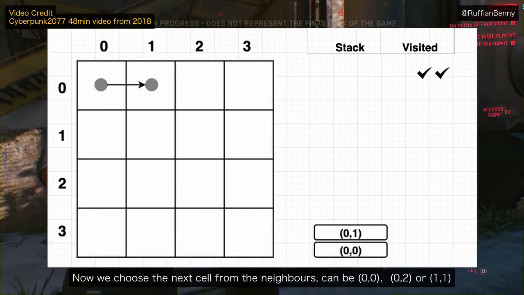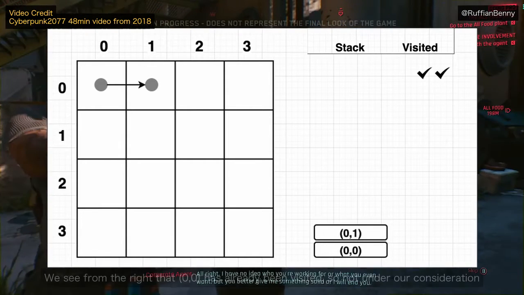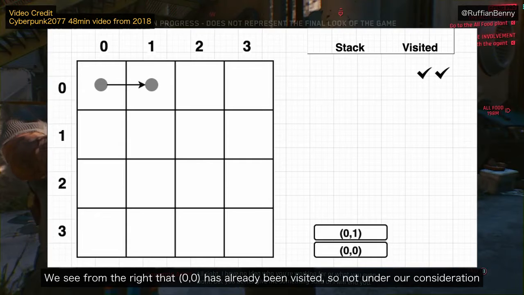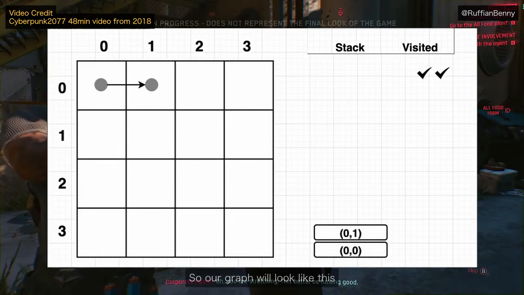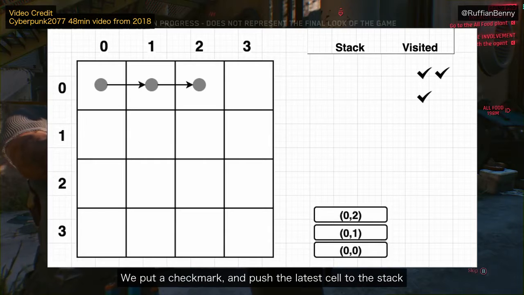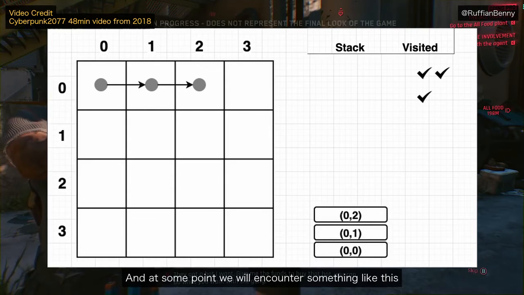Now we choose the next cell from the neighbors, can be 0, 0, 0, 2, or 1, 1. We see that 0, 0 has already been visited, so it is not under our consideration anymore. From the two cells left, we continue to go right, so our graph will look like this. We put a check mark and push the latest cell to the stack. So we continue doing this, and at some point, we'll encounter something like this.